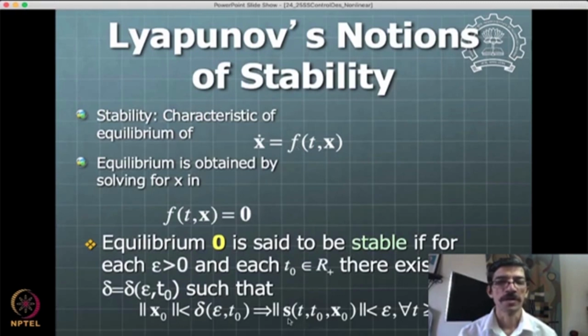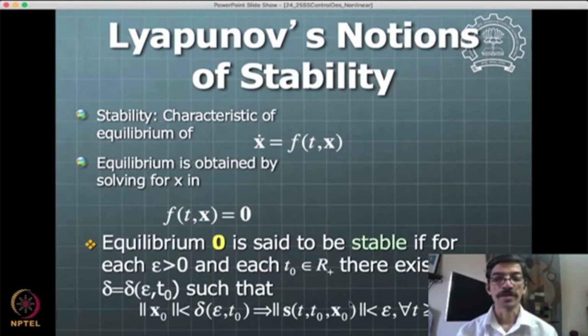What it means is: if I have the initial state in this ball of radius delta, so the norm of x0, where x0 is the initial condition at time t0, and we see the evolution of this trajectory, and this trajectory norm stays less than epsilon for all t greater than t0, then we say that the system has this stability notion.